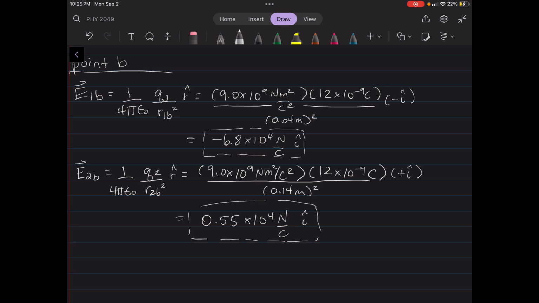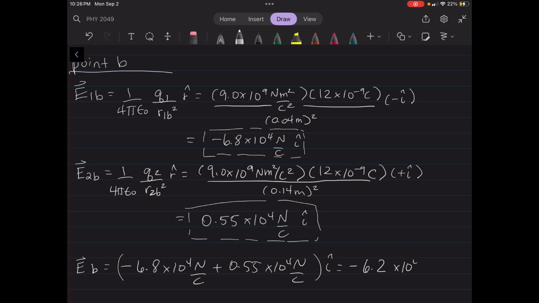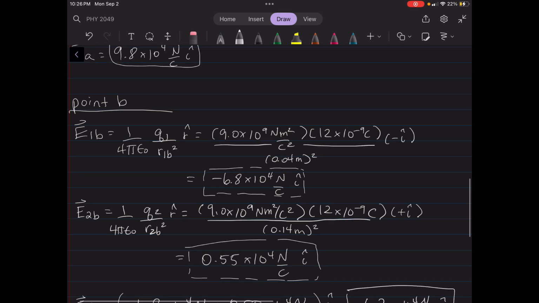Okay, let's add these guys together. Oops, B. All right, we're going to have a negative 6.8 times 10 to the 4 newtons per Coulomb plus a 0.55, all in the i hat, which gives me a net negative of 6.2 in the i hat. So it's pointing to the left, okay? Pointing to the left.